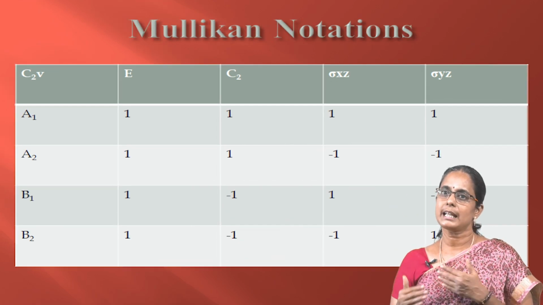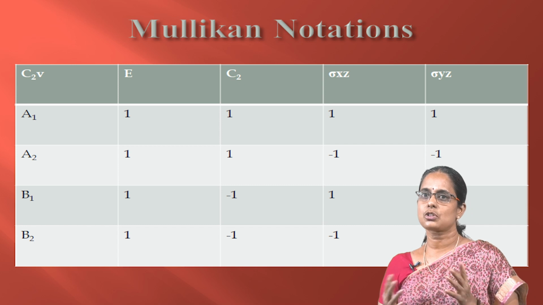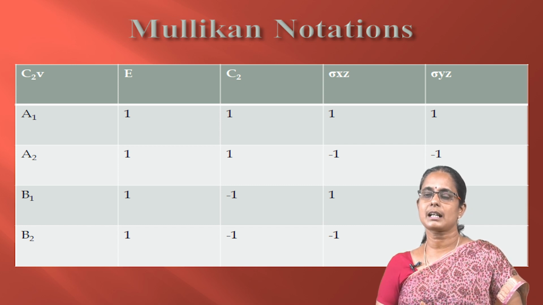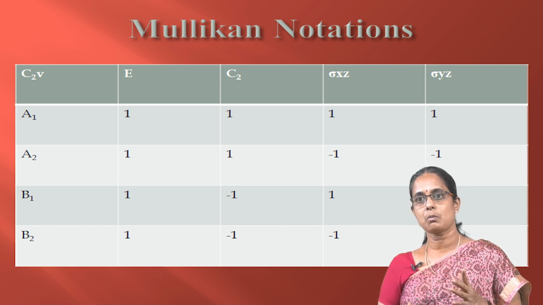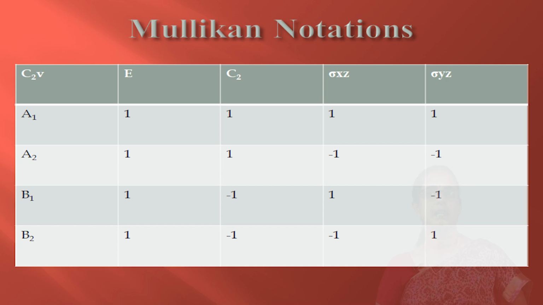In the Mulliken notation, the irreducible representations T1, T2, T3, T4 are changed into A1, A2, B1 and B2.